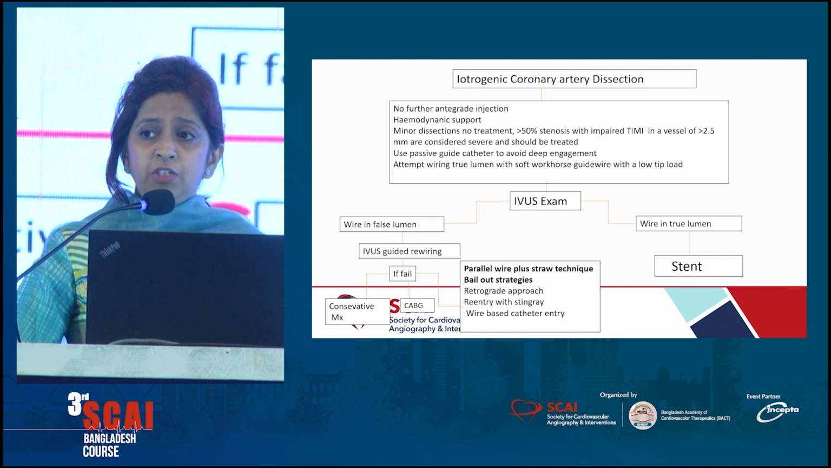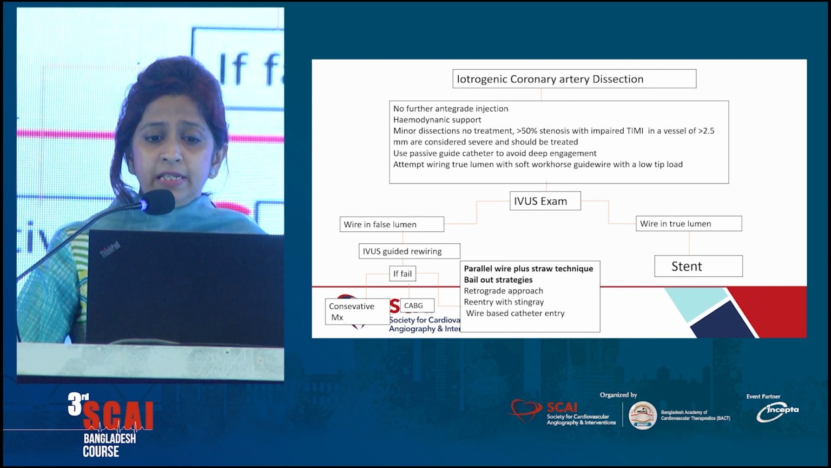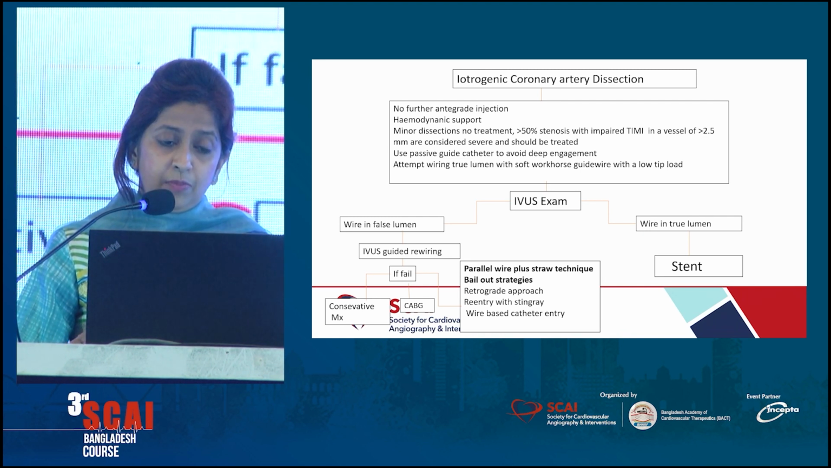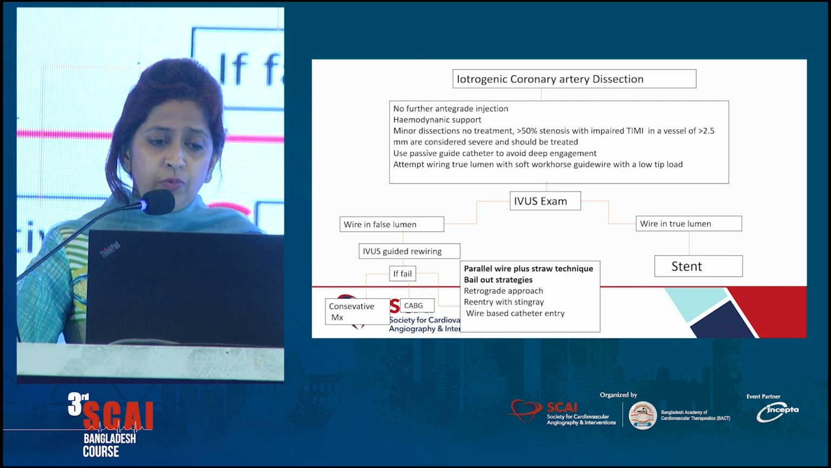In case of dissection, a minor dissection may not require any treatment, but if there is more than 50% stenosis with impaired TIMI flow in a vessel more than 2.5 millimeter, it should be considered severe. In our case, we were lucky because we had wire in the vessel, but the most difficult part of treating the dissected segment is wiring down. So if we attempt to wire down, we should take a soft hydrophilic wire with a low tip load, and we can take the help of IVUS.